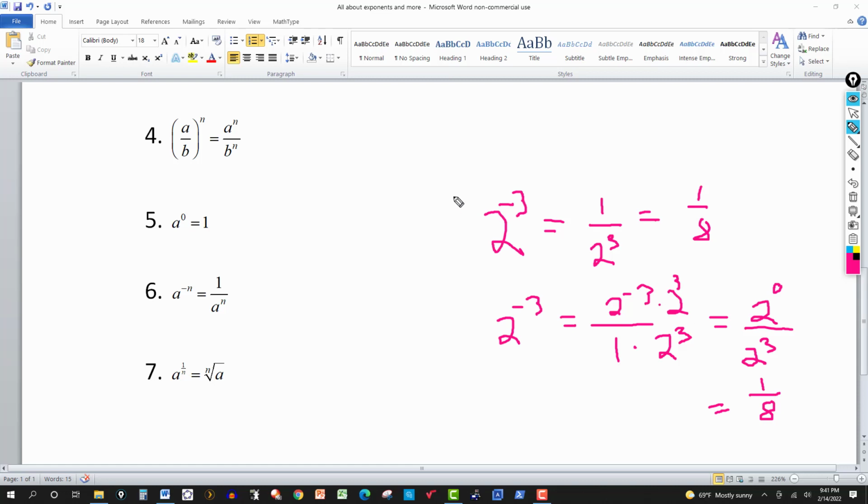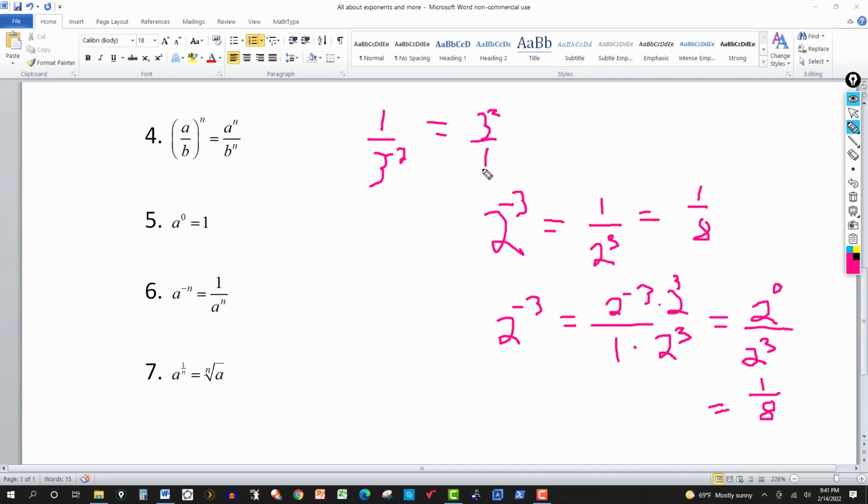Now this works also if you have it this way. So if you have, say, 1 over 3 to the negative 2, doing the same sort of thing, you can justify this and say, so this is 1 over 3, and that's a negative 2 there. That would be the same thing as 3 to the positive 2.